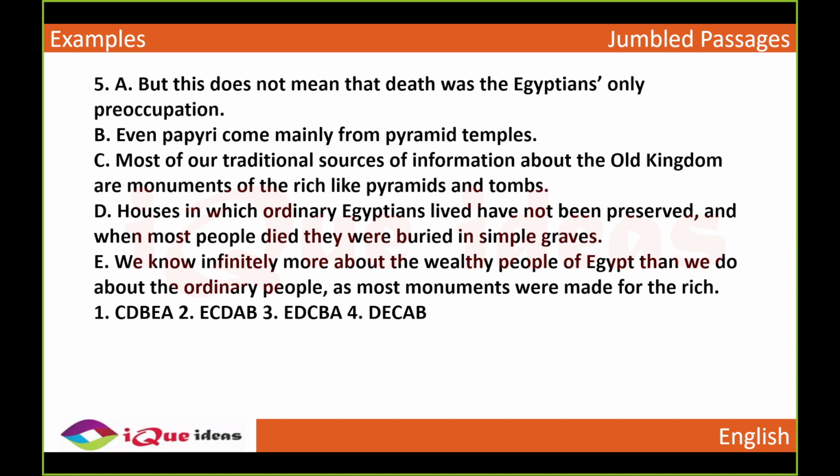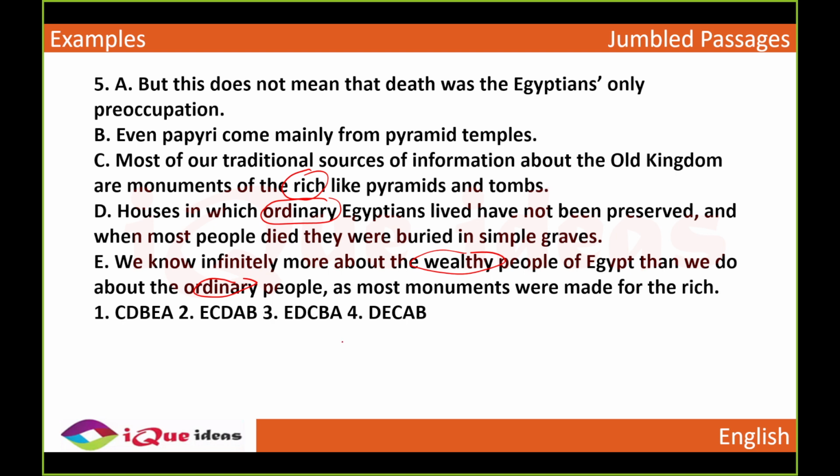D, houses in which ordinary Egyptians live had not been preserved, and when most people died, they were buried in simple graves. Okay. Now, among C, D, and E, C talks about rich people, D talks about ordinary people or maybe poor people, and E talks about both wealthy people and ordinary people. So, if I want to construct a sequence of sentences, I would say that first I will talk about something which is common to both A and B, then I would explain A, then I would explain B.